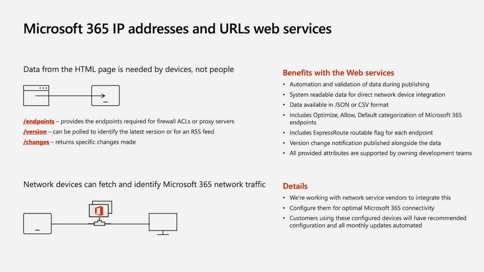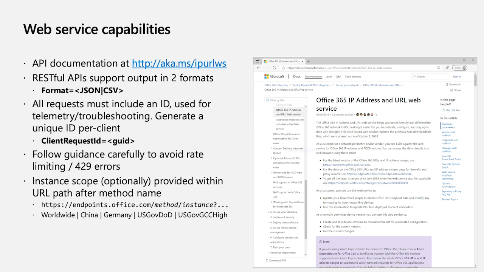At the same time, all of these web service methods are also available for you to build automation around if you need to do further customization. So the API documentation is available at the short URL that's listed on the slide. The methods are effectively just RESTful APIs that support output in a couple of different formats, depending on the automation that you're building and what your use cases are. We can provide output in JSON or CSV. We do require that each request that comes in includes a unique ID, effectively a GUID, that we use for telemetry and troubleshooting. And we recommend generating a unique ID per client.